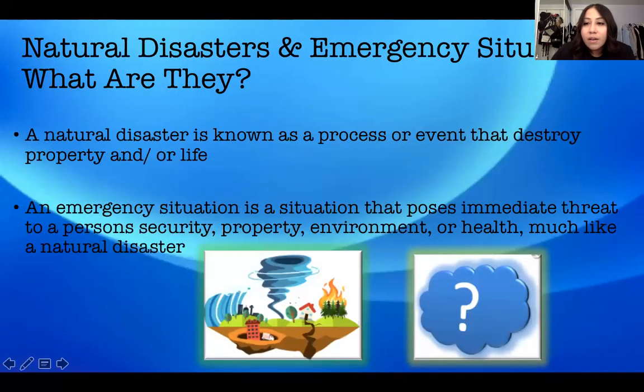Okay, so following through with natural disasters and emergency situations. So what are the two? A natural disaster is known as a process or event that can destroy property or life. And an emergency situation is similar, but could still be kind of different. It's a situation that poses an immediate threat to a person's security, property, environment, or health, which again is much like a natural disaster.